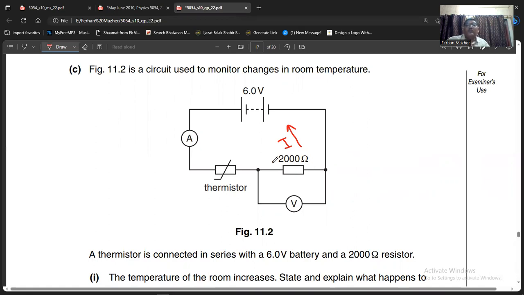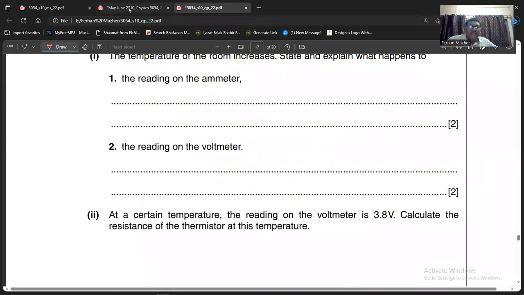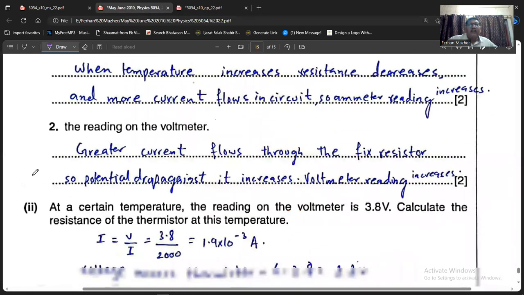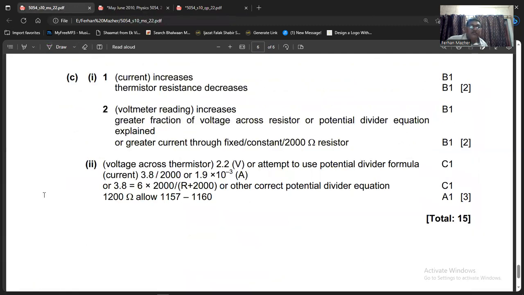So V equals IR. R is constant, but I has increased. So the voltage drop across this resistor will increase. So the reading on the voltmeter will increase. I hope you understand this. Greater current flows through the fixed resistor, so the potential drop across it increases. Voltmeter reading increases. Yes, that's true.